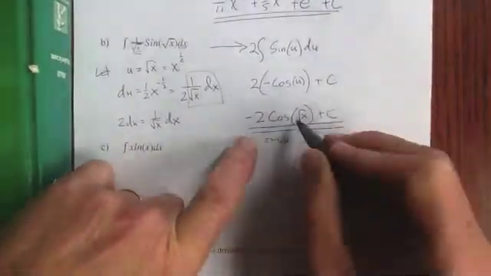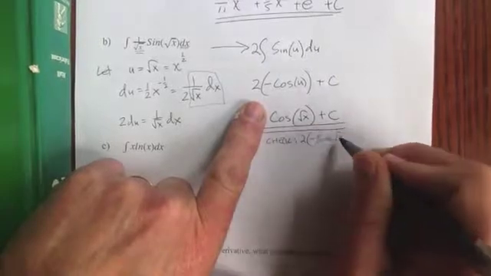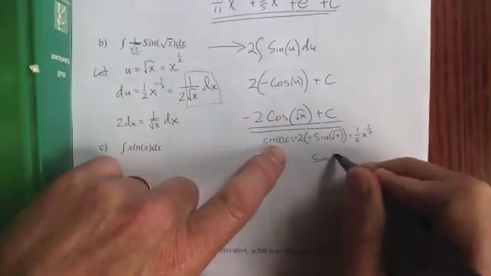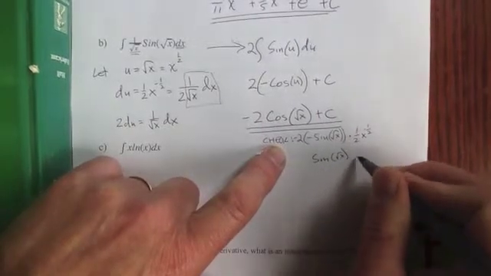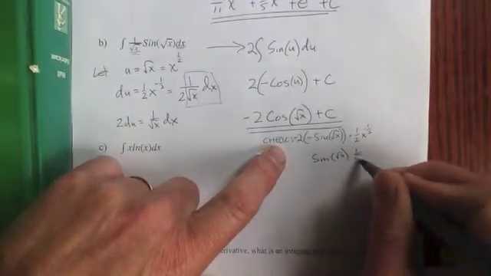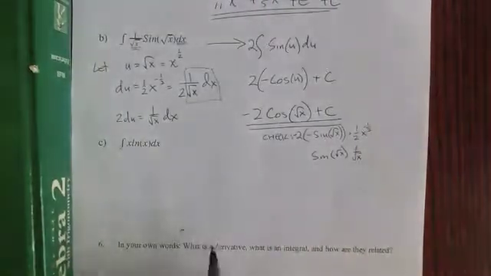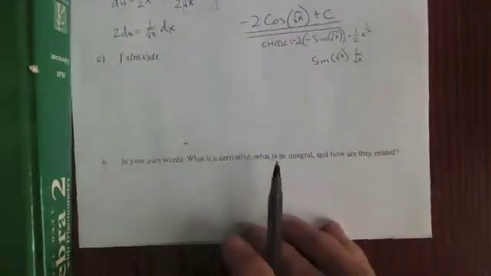All right, your check. And so I have sine of radical x times 1 over radical x, which is exactly what I started with, except it's just in a different order. But it's multiplication, so it does not matter.